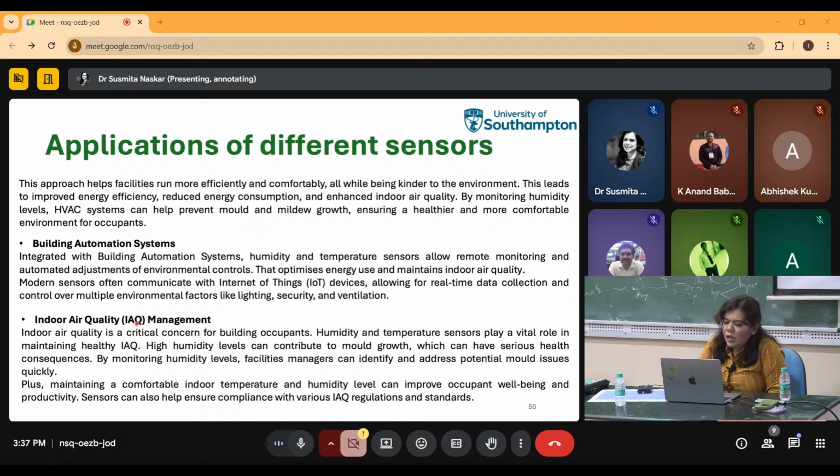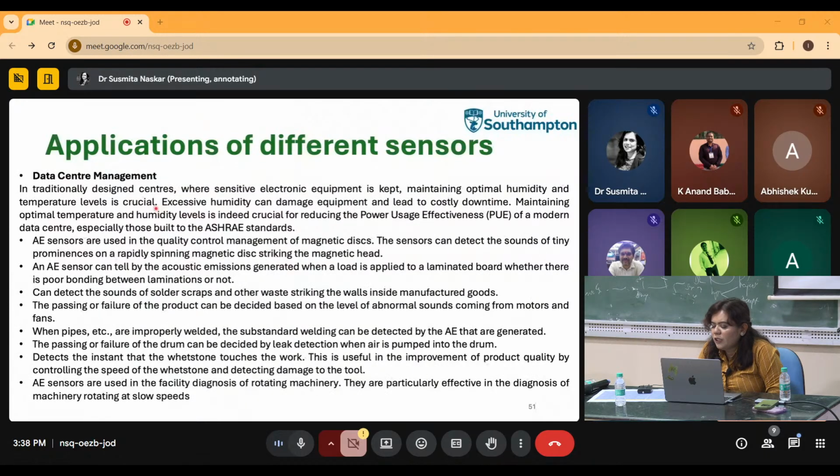And then there is another kind of application. Especially when we talk about these sensors, they play a very crucial role in data-centric management and controlling the quality of the equipment. And how do they do that? They maintain the optimal temperature and humidity level and protect sensitive equipment. In data centers, controlling the humidity and the temperature is very critical to protect the electronic equipment, right? Excessive humidity can damage the servers or storage systems, leading to operational issues. Maintaining these conditions helps to reduce the power usage effectiveness, also called PUE, for data centers, which is a key efficiency measure.